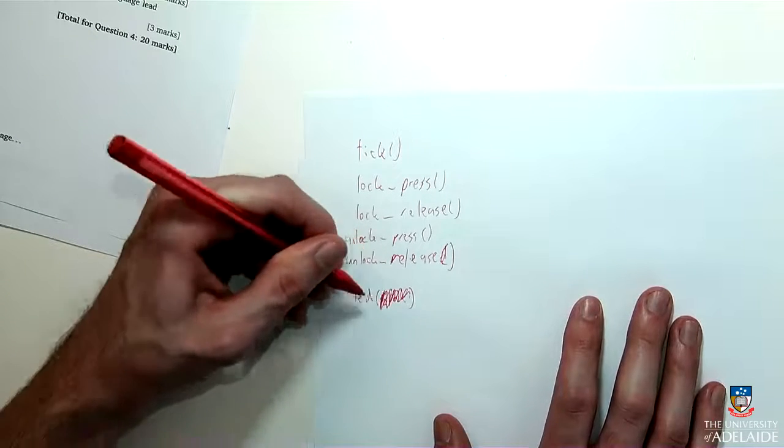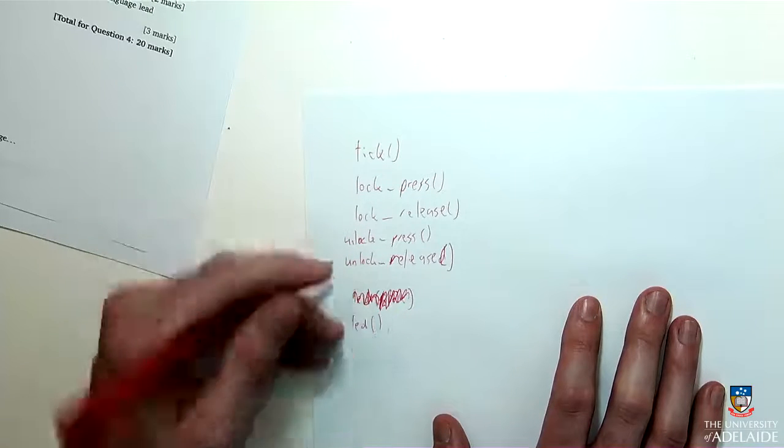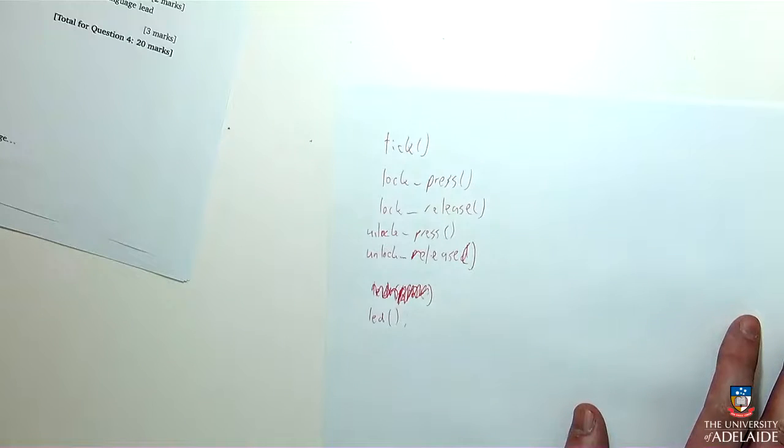I'm just going to put that in. It's a clearer way to do it. So we have an LED function that flashes the LED once. We call it 3 times to flash it 3 times. That makes sense.